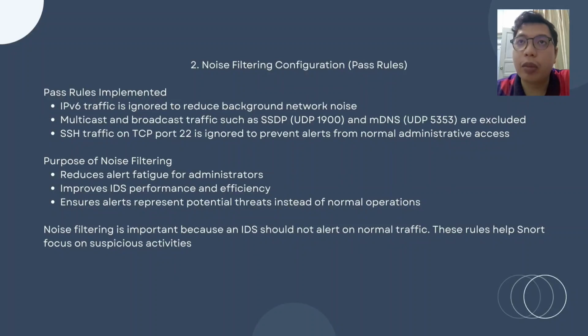For my point number 2, noise filtering configuration. Pass rules implemented: IPv6 traffic is ignored to reduce background network noise. Multicast and broadcast traffic such as SSDP, UDP 1900, and mDNS, UDP 5353, is excluded. And then SSH traffic on TCP port 22 is ignored to prevent alerts from normal automated access.